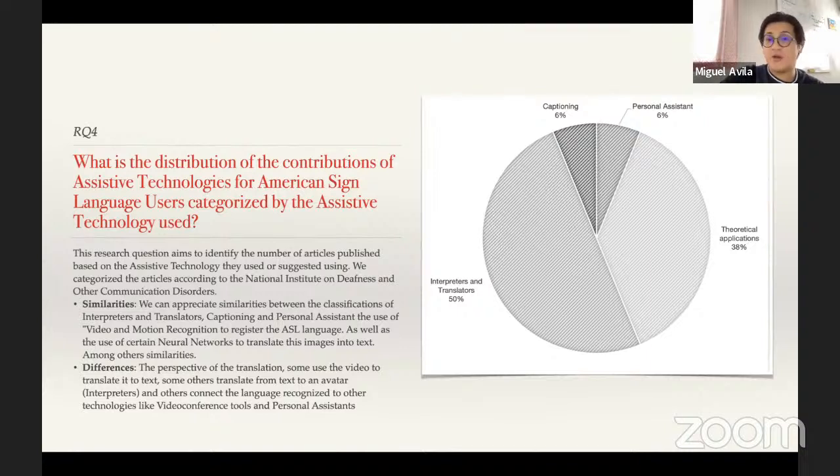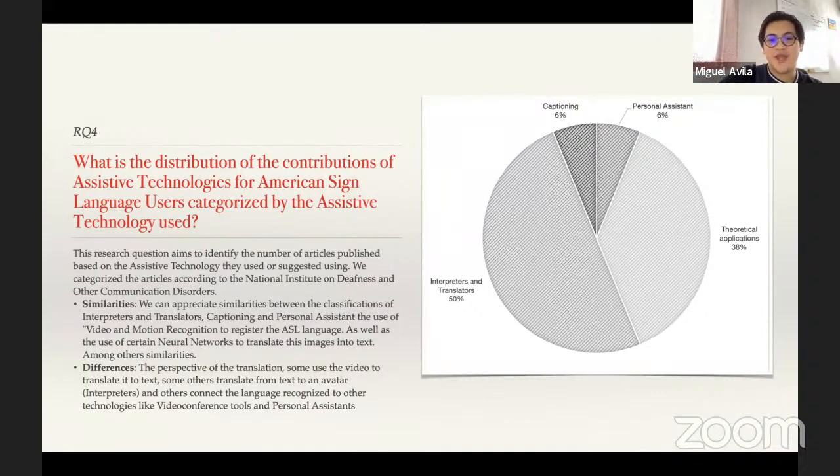So here we can see a real trend on AI solutions. And as well, the use of centered neural networks to translate these images into text, of course, for personal assistance, among any other similarities that you can see in depth on our paper. And now, talking about the differences, some is about the perspective of the translator. As you can see, we can have text to video and video basically to text, or video to text and then to connect to any other technology.